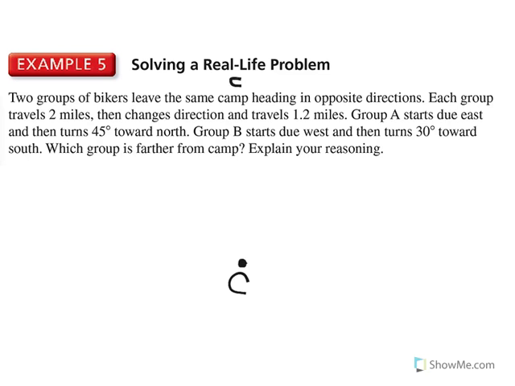And they travel in opposite directions. So I'm going to have one that's going to go right, and I'm going to have one that's going to go left. It says each group travels 2 miles. So that would mean that my length here on these is going to be the same. It's going to be 2 and 2. Then they change directions and travel 1.2 miles. So my red group is going to change directions. They're going to go 1.2.